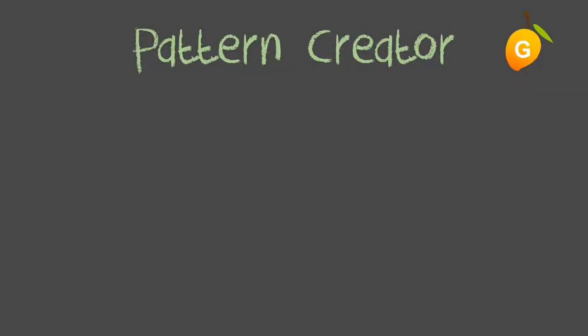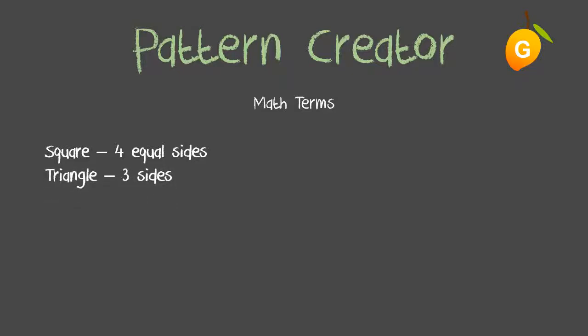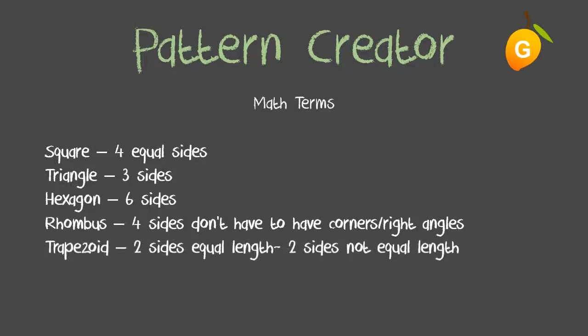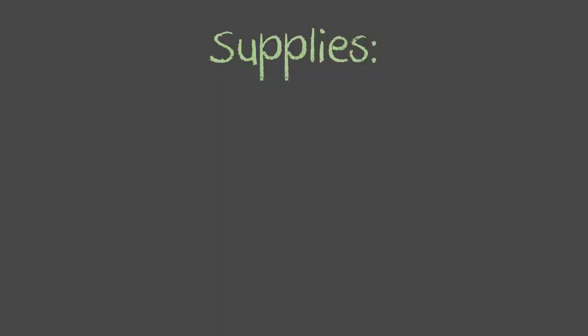The game will come with the knowledge of math terms that they need to have down, which is square, which is a shape that has 4 equal sides and 4 equal angles, a triangle which has 3 sides, a hexagon with 6 sides, a rhombus which has 4 sides but doesn't have to have 4 equal corners or right angles, and a trapezoid is 2 sides equal length and 2 sides that are not equal.